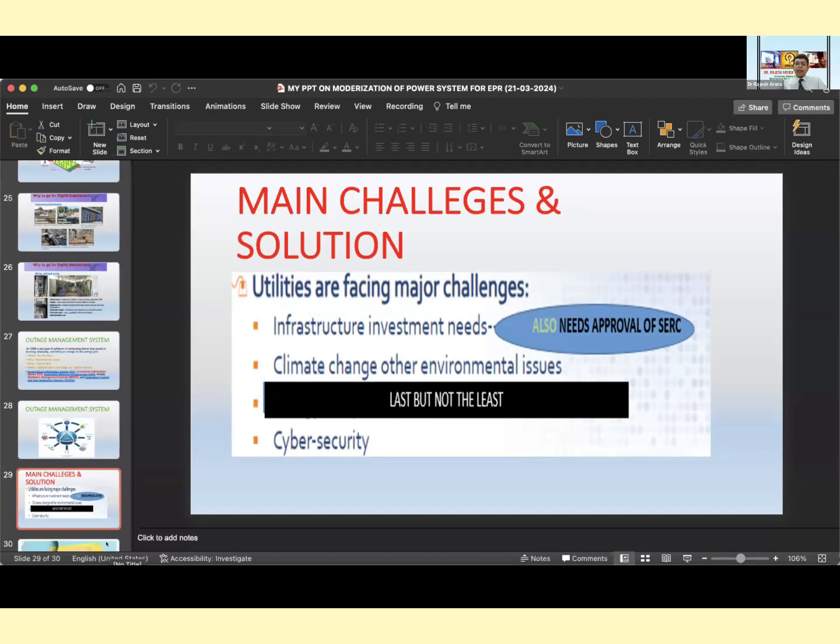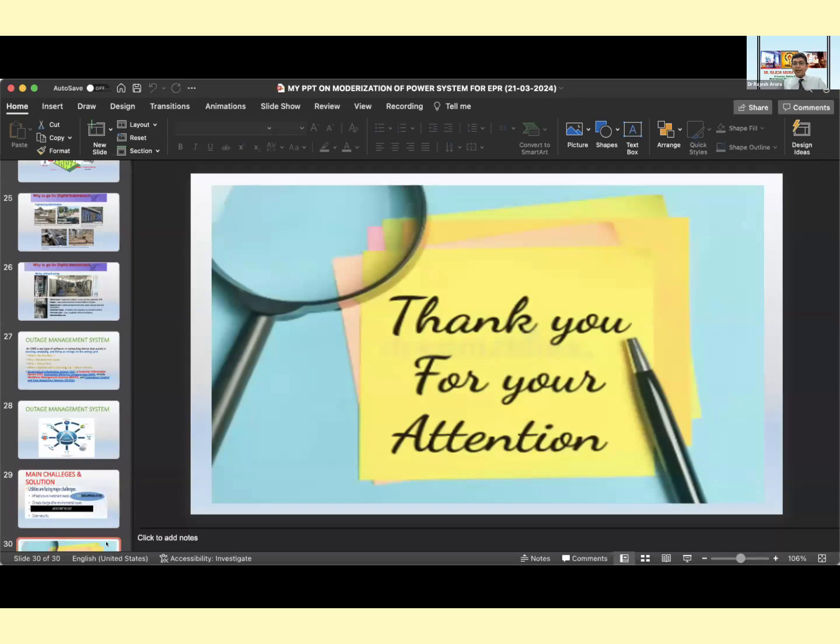Last but not the least, my concern is the cybersecurity. I have other issues like regulation, standards, policies. I will be facing problems of skills and knowledge. Equipment compatibility, interoperability will be an issue. We have to address all these challenges, and we have to make our system smart, modern, and adopt technologies available. Thank you.